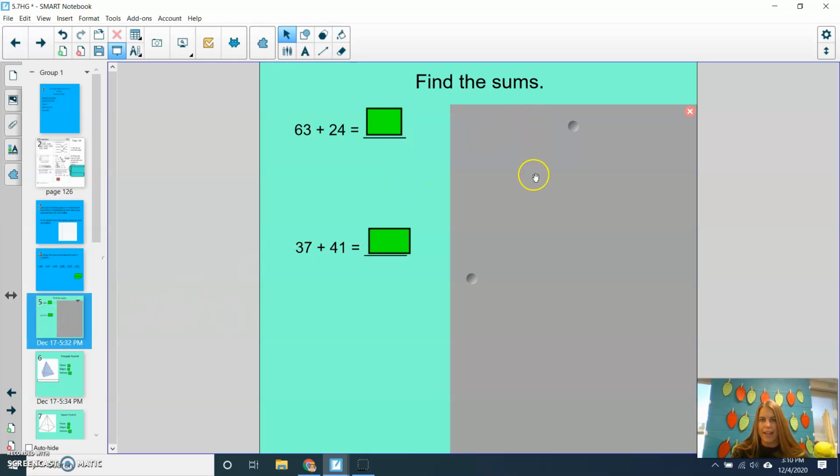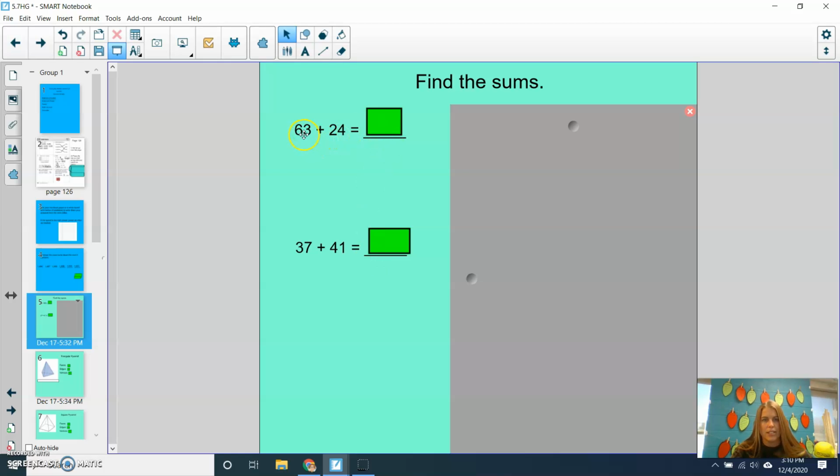I have a couple find the sum problems that I would like you to solve today. So could you pause the video and solve 63 plus 24 and also solve 37 plus 41 in either your notebook or on your whiteboard. Press pause now.